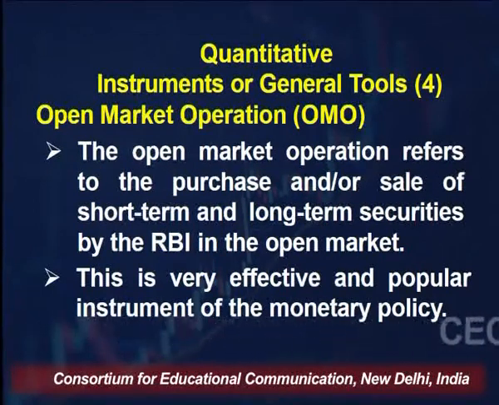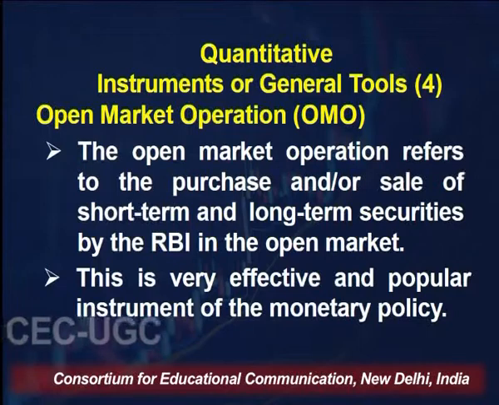And this is a very effective and popular instrument of monetary policy. Open market operation is used to wipe out the shortage of money in the money market, to influence the term and structure of the interest rate, and to stabilize the market for government securities, etc. So, if RBI sells securities in an open market, commercial banks and private individuals buy them. This reduces the existing money supply as the money gets transferred from commercial banks to the RBI.